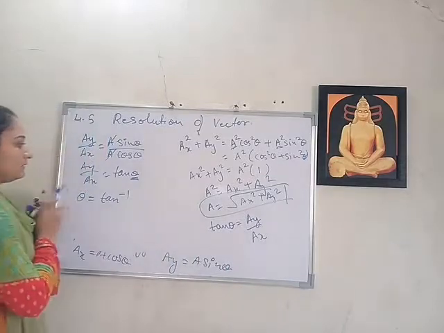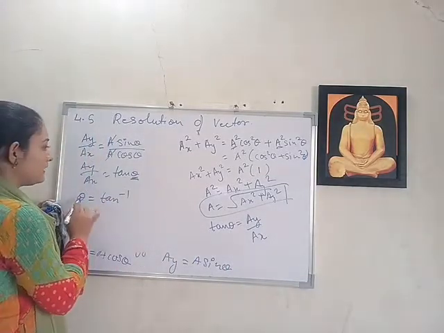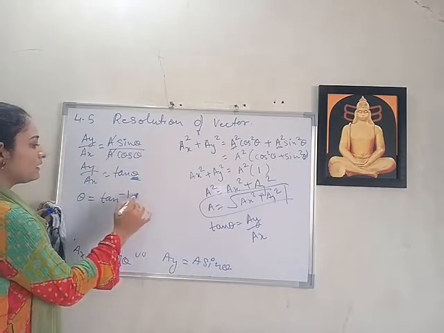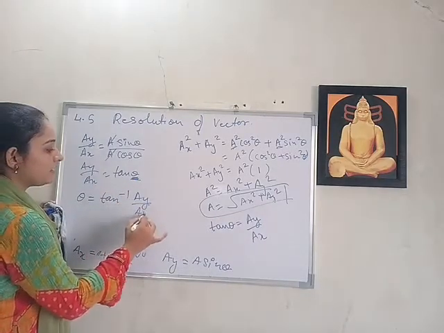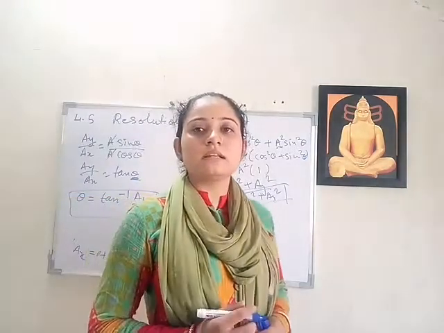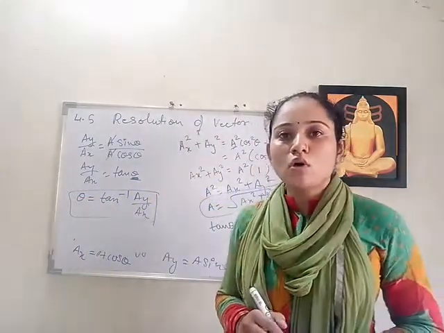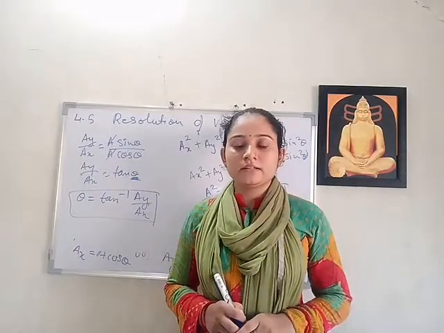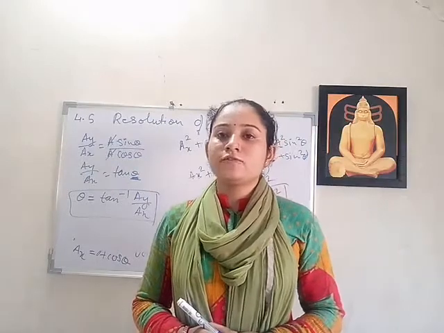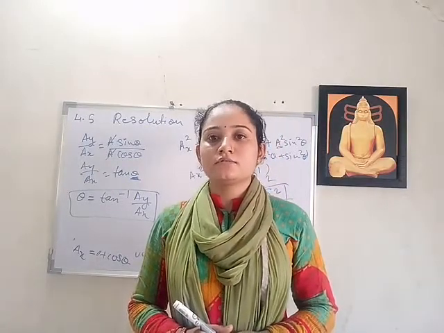tan theta = ay by ax. If we want only theta, then theta equals tan inverse of ay by ax. So this is your theta. From this resolution, you got the resultant vector, which we have already studied in the graphical method. It already follows the commutative and associative law.